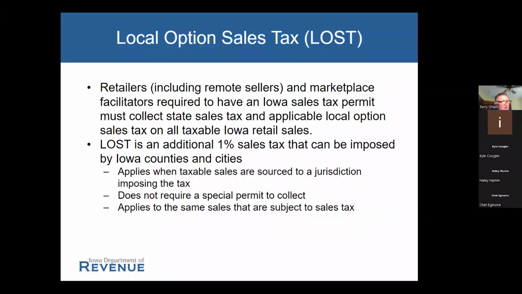Local option sales tax essentially applies to the same sales that are subject to sales tax. There's one exception I can think of just offhand, and that's your home heating, your utility bills at home, like when you get your gas and electric bill. That's not subject to state sales tax. However, it is still subject to the local option sales tax. So that's the only thing I can think of off the top of my head where you might be paying 1% tax on a transaction that is not otherwise taxable.